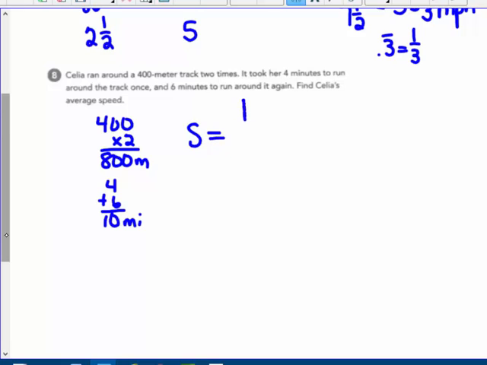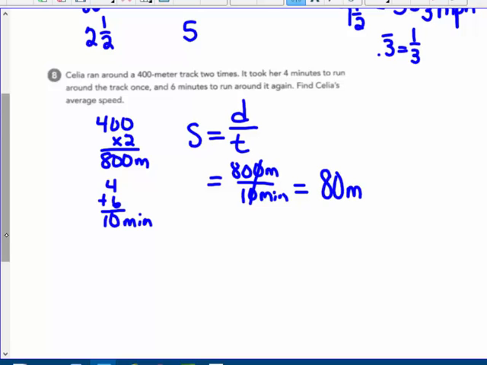Speed is equal to total distance divided by total time. Total distance is 800 meters, and my time is 10 minutes, right? 10 minutes. Forgot that in there. So her average speed is, well, it's easy, 80 meters per minute.